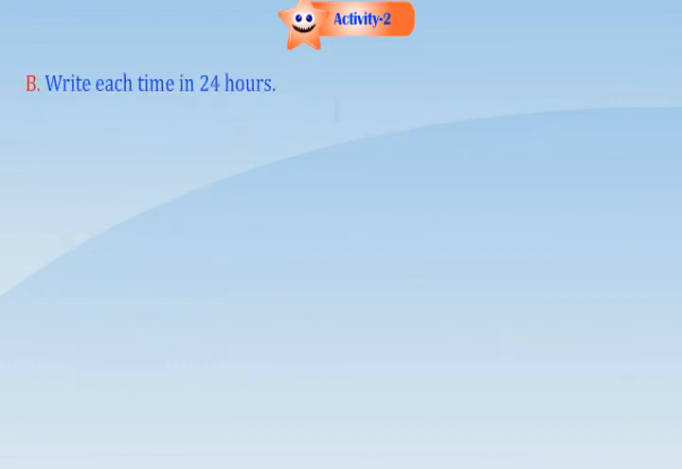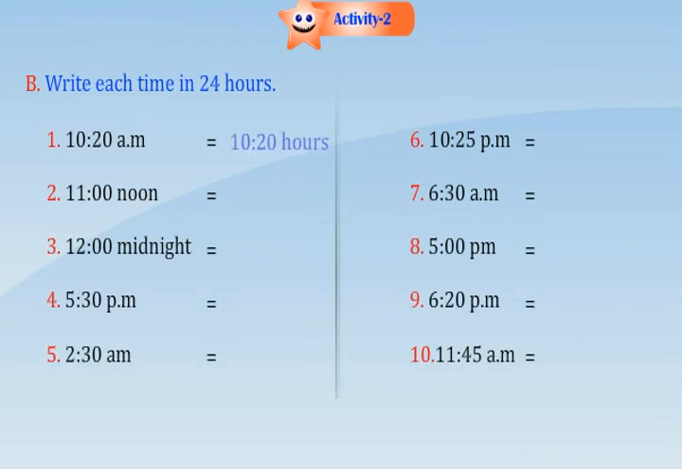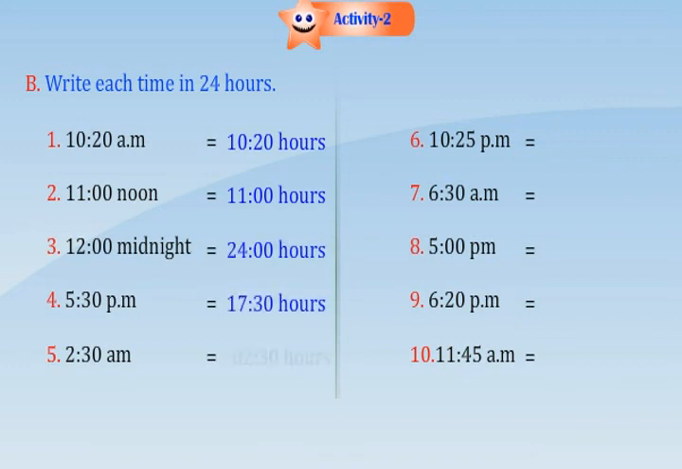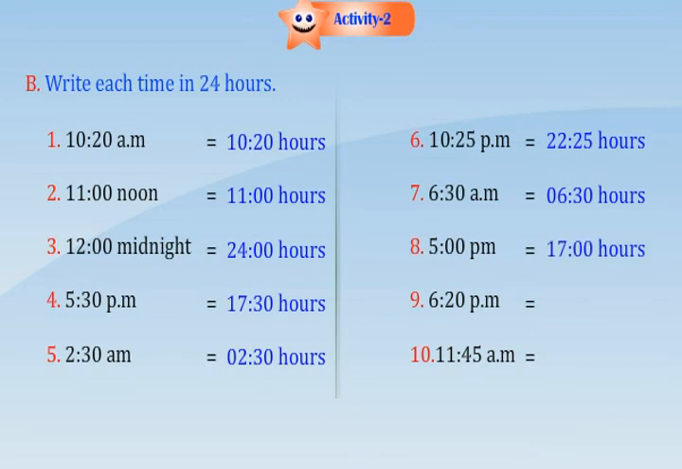Write each time in 24 hours. 10:20 a.m., 11 noon, 12 midnight. 5:30 p.m., 2:30 a.m., 10:25 p.m. 6:30 a.m., 5 p.m., 6:20 p.m. 11:45 a.m.